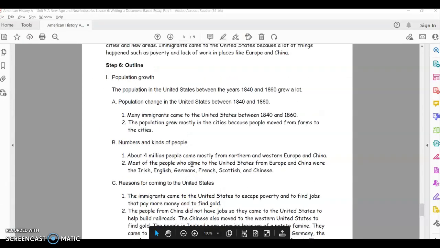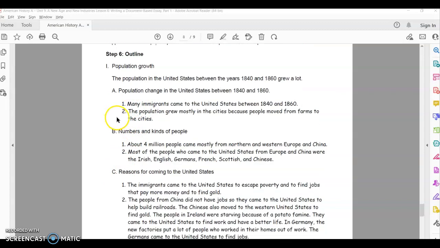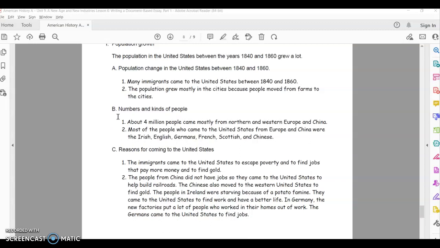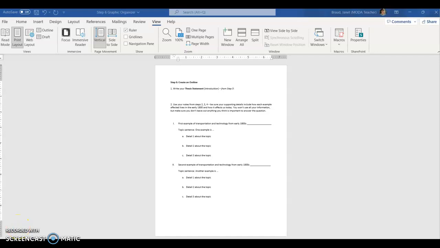Looking at Kaya's example of her outline, she has her first main topic. She wrote a topic sentence, and then she has her supporting details represented with this A, B, and C. And then underneath those supporting details, she wrote the detail from her notes that she had gathered so that she has that ready when she goes to write her document-based essay. This graphic organizer will be available for you to use in the step 6 directions.